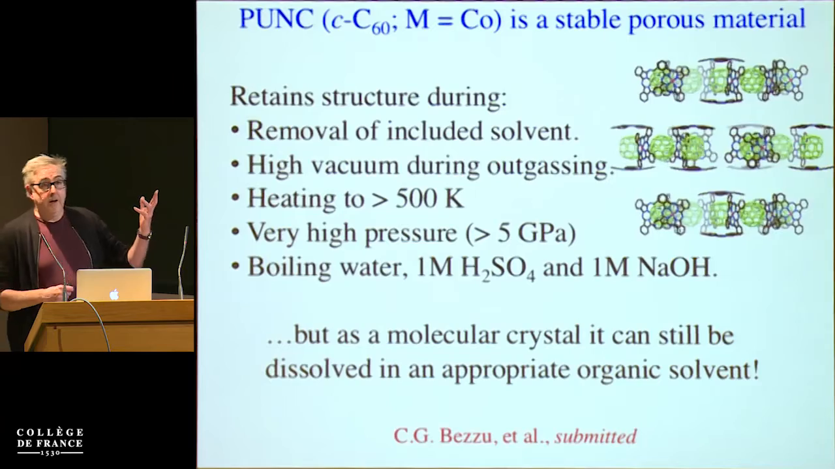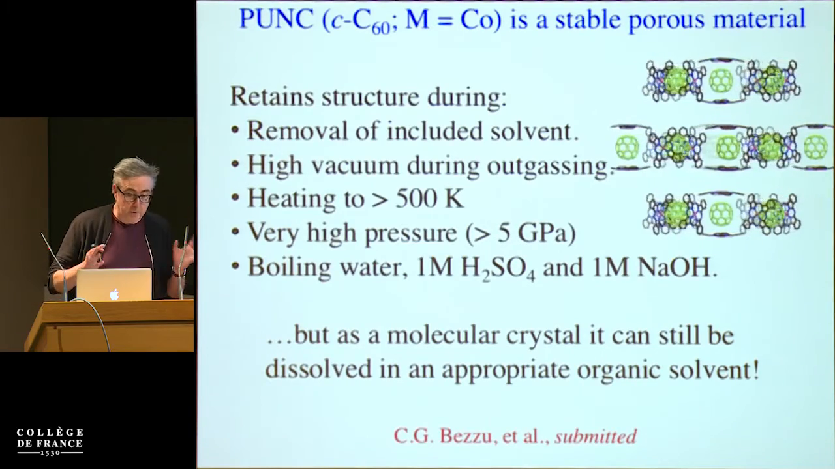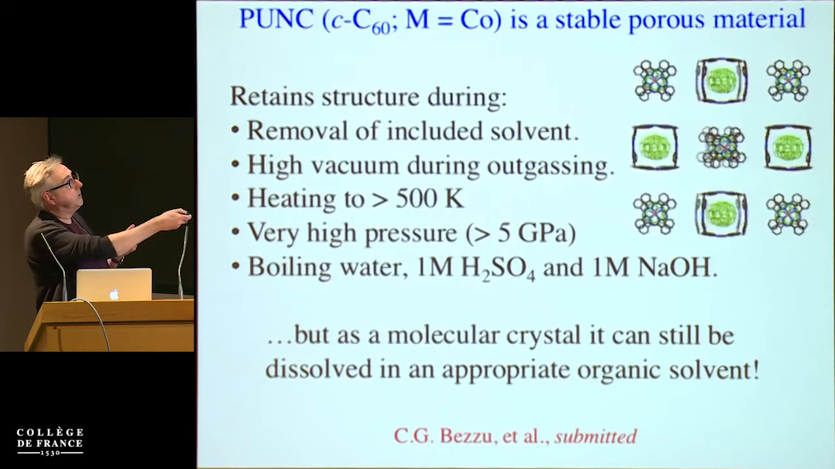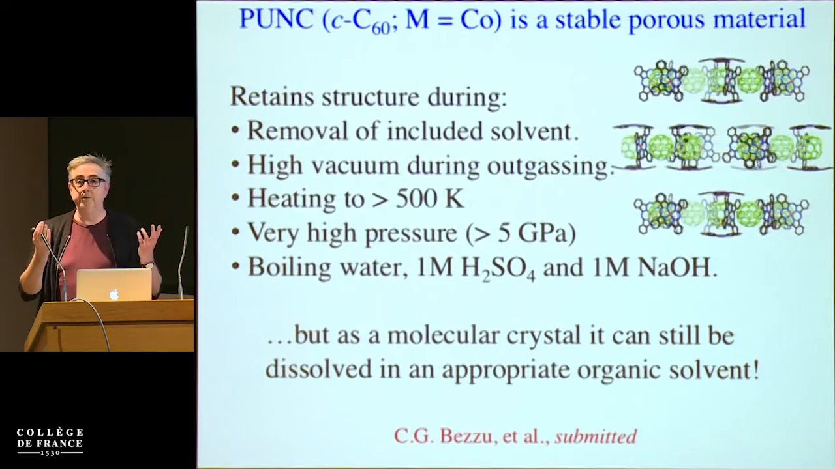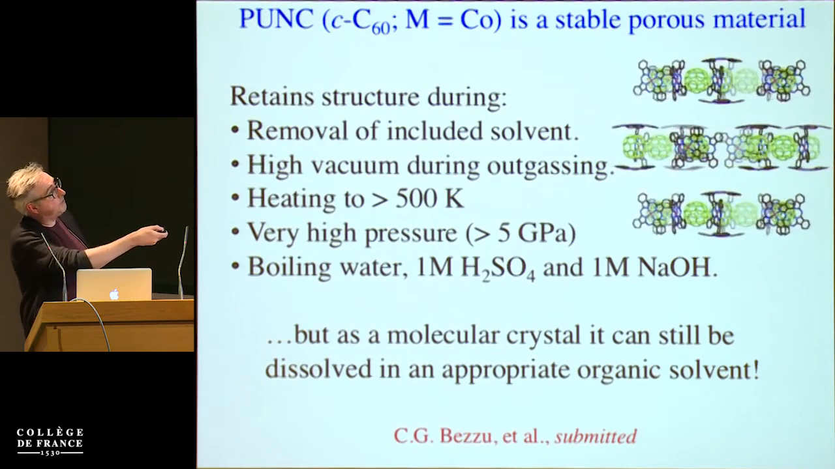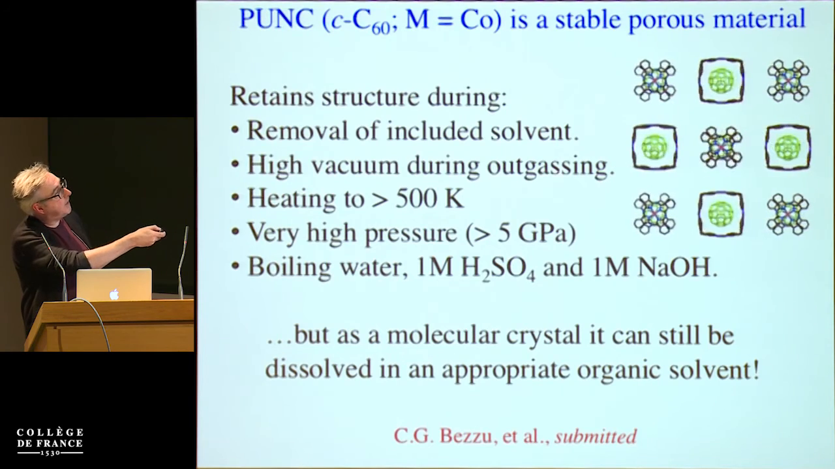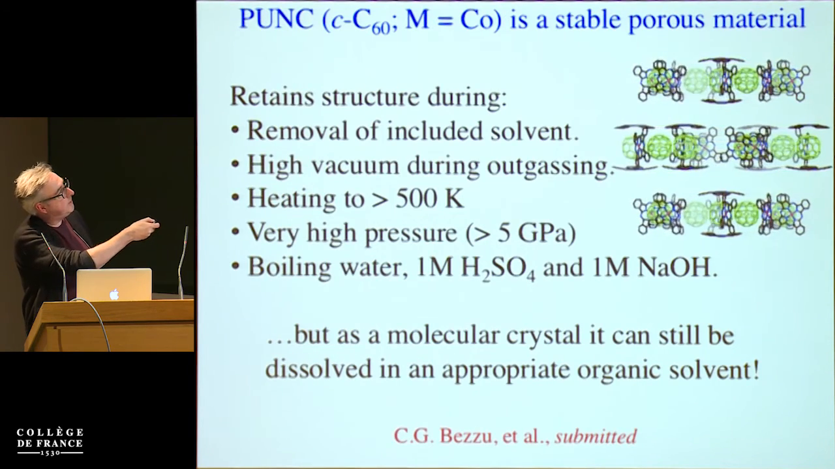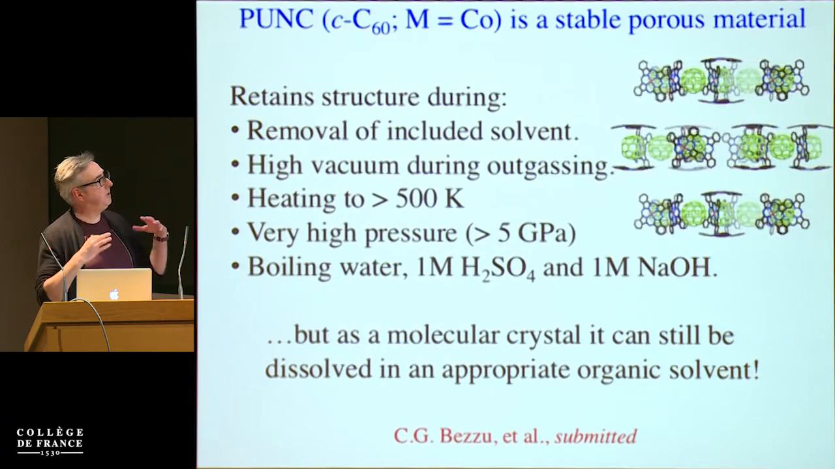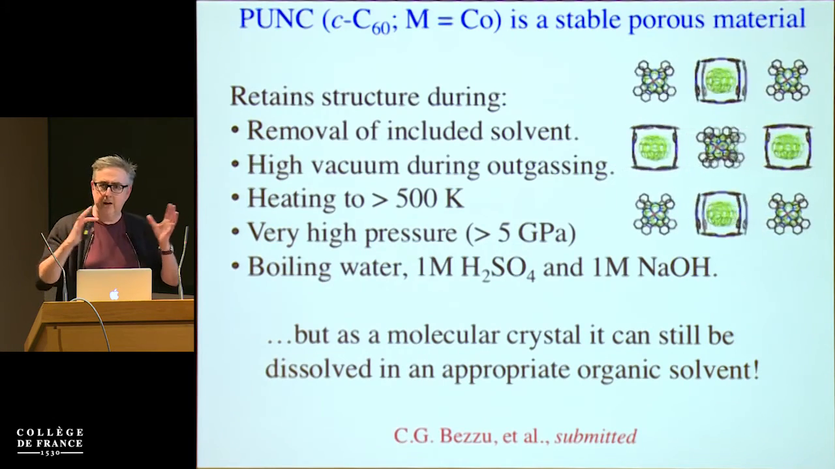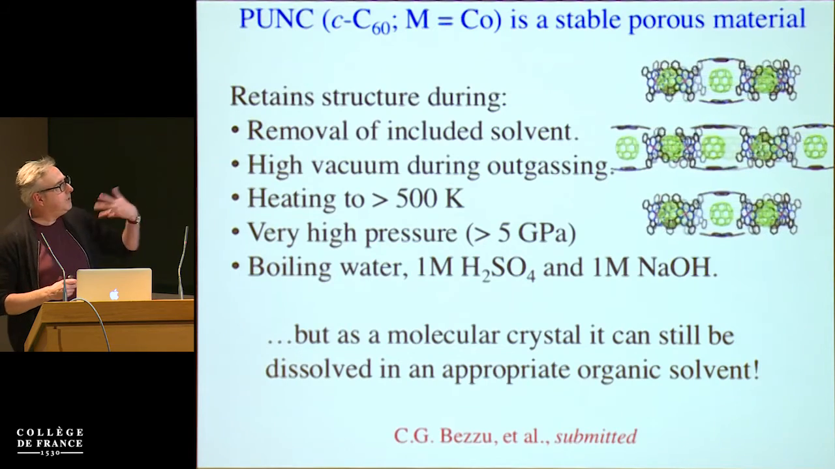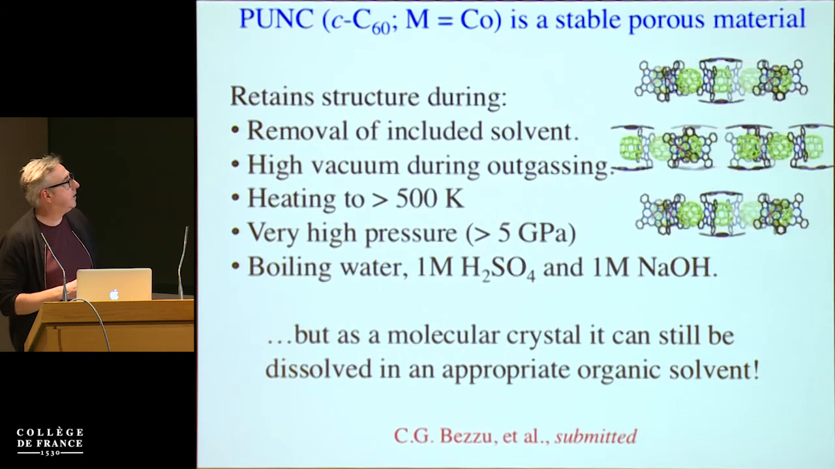So this is quite a remarkably stable material. There's nothing holding these molecules together other than van der Waals interactions, the weakest interaction. But we can take out the solvent, we can apply high vacuum to outgas it, and we can heat it to over 500K. We've actually put them in a diamond anvil cell and squashed them up to 5 gigapascals. All of these things, they maintain their structure.